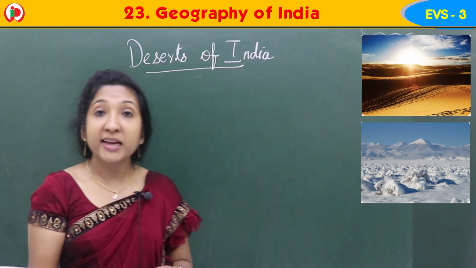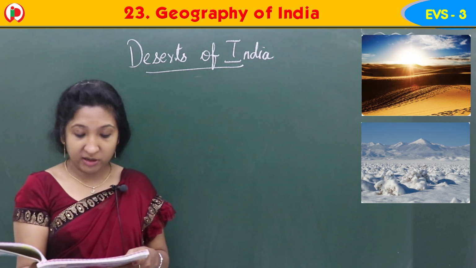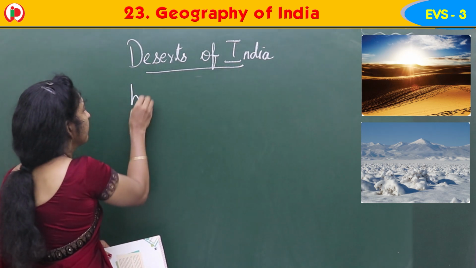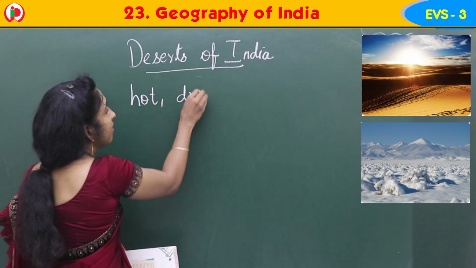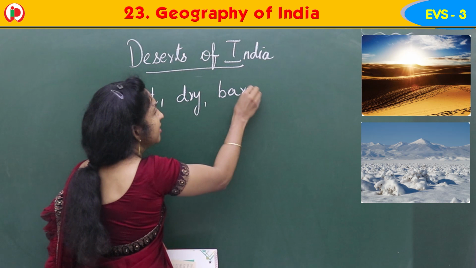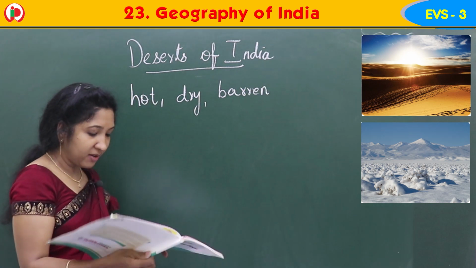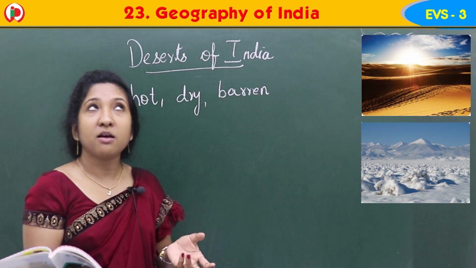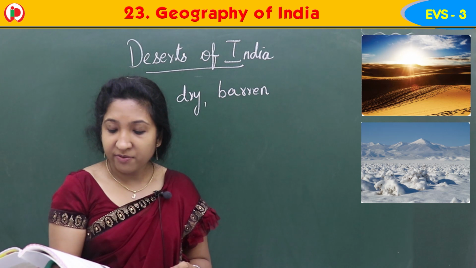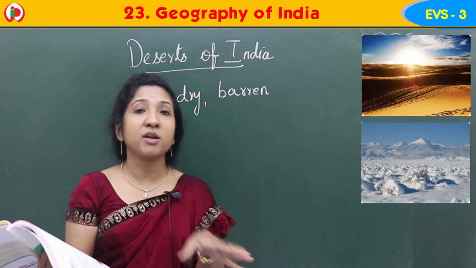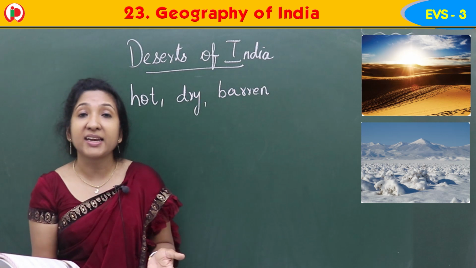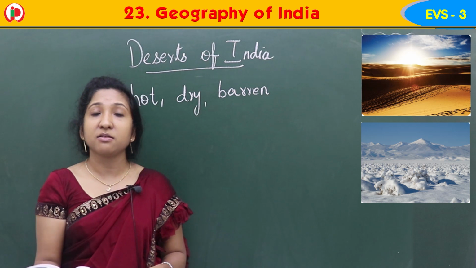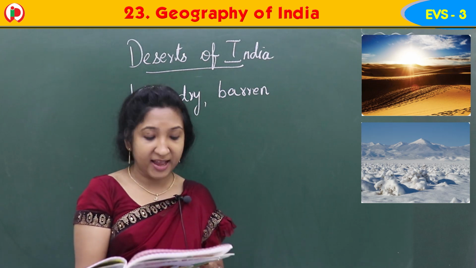Okay, so deserts. A desert is a hot, dry and barren area of land. Barren means what? Barren area means it's poor in cultivating plants; any vegetation won't be there in barren land. In such a hot and dry land, we cannot grow any crops. Any vegetation is not possible in this kind of land.